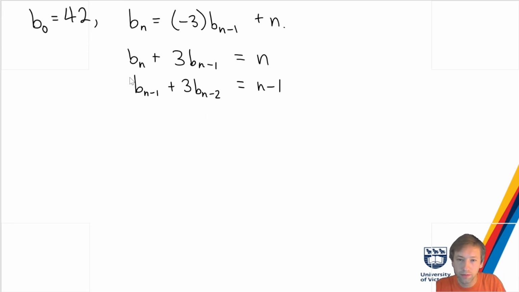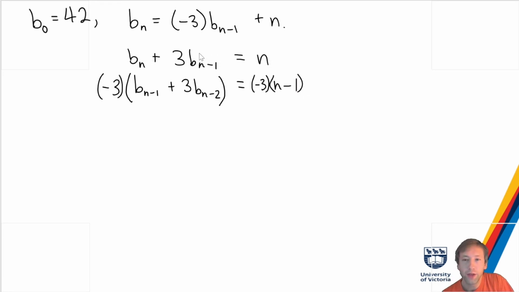So we've got the same issue as before, but now you see that I don't want to multiply this by a 3, because that's still not going to cancel. I need to multiply this by negative 3. So I multiply both sides of the equation by negative 3. And now you can see that when I add the first line to the second line, the bn minus 1 is going to cancel. And now let's do that again.